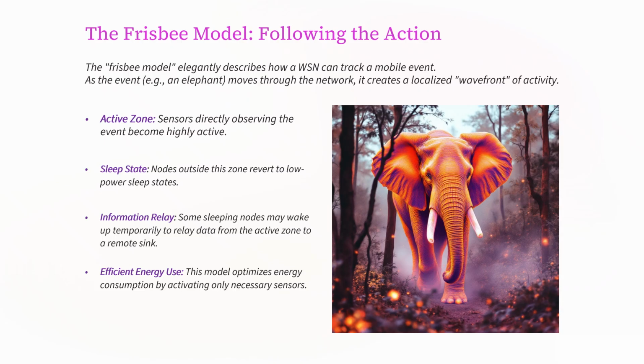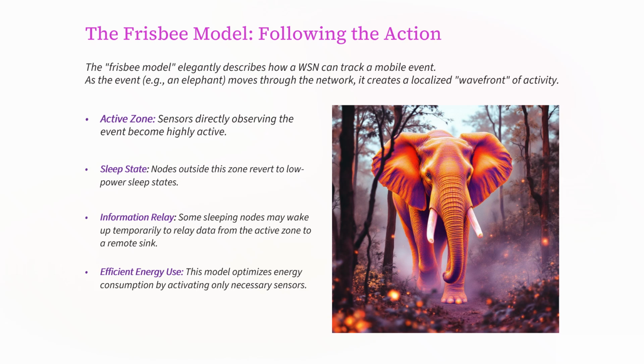So based on the event mobility, we have a model called the Frisbee model. We all know what a Frisbee is. If the disk of the Frisbee is thrown, it will be ejected from the source and gradually move towards a longer distance and get settled at the destination. The same way here, you can see tracking of an elephant is the event to be considered.